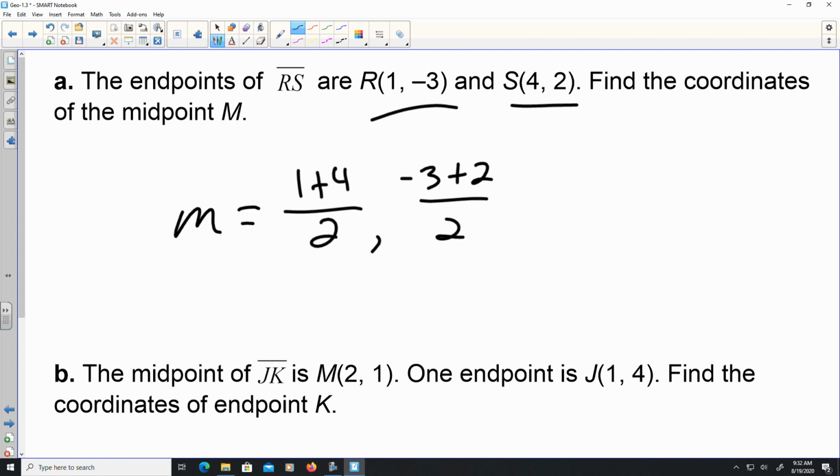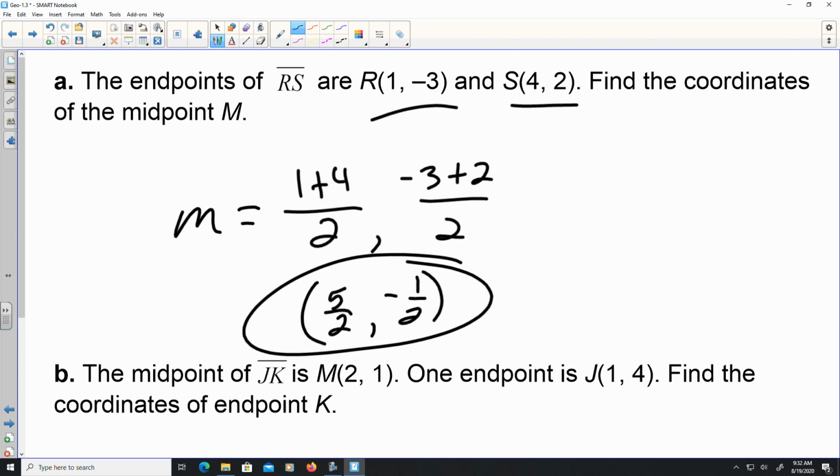So that's going to be our point M. So 1 plus 4 is 5 divided by 2, so it's going to be 5 halves, comma. Negative 3 plus 2 is negative 1, negative 1 over 2, so that's going to be negative 1 half. So my midpoint is 5 halves, comma, negative 1 half.